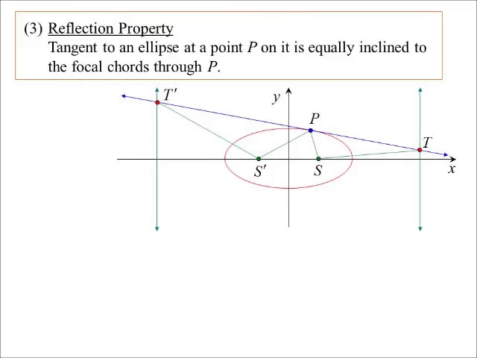Right, the reflection property, just like we had a reflection property with a parabola, you remember? There's a really beautiful one with the ellipse. The tangent to an ellipse at a point P is equally inclined to the focal chords through P. We're saying they're equally inclined. Basically, the angle of incidence is equal to the angle of reflection, the reflection property. So angle TPS should be the same size as angle T'PS'.